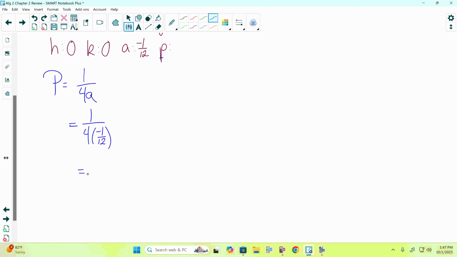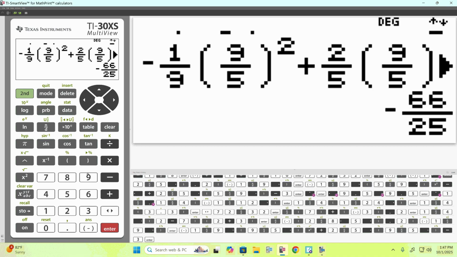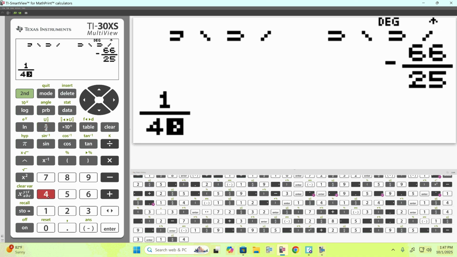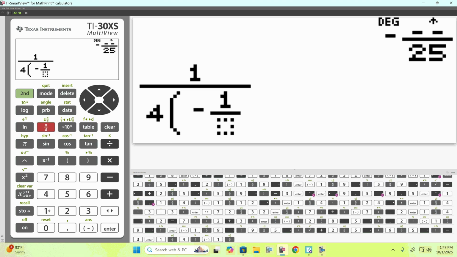And again, that's just a part of the general form. A is equal to 1 over 4p. P is equal to 1 over 4a. And once we have this set up, I would just go say 1 over 4 times negative 1/12.